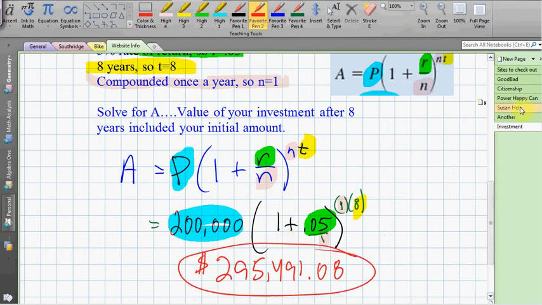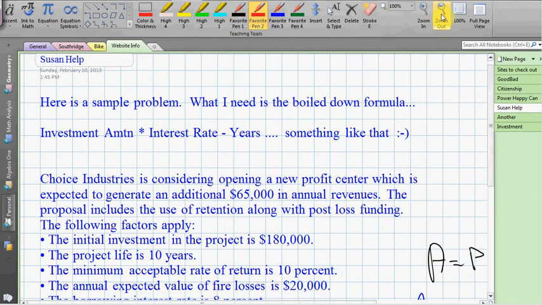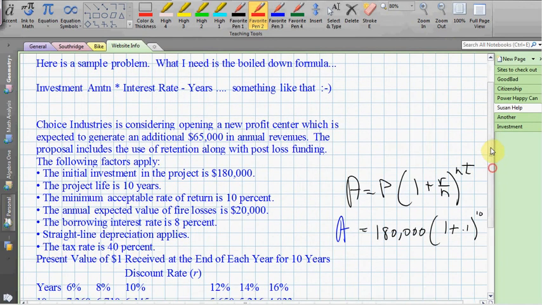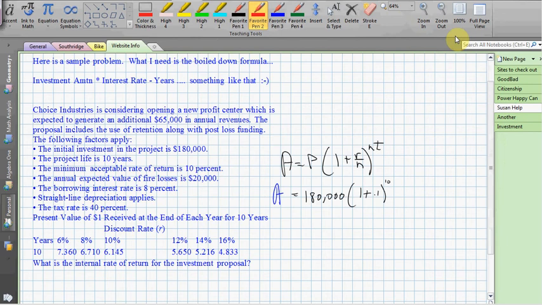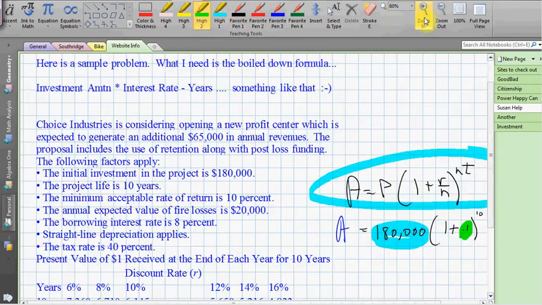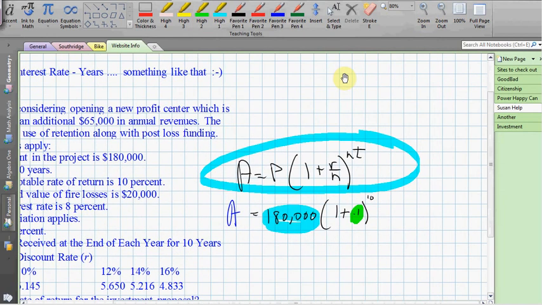Okay, so how does that relate to your problem? So your problem here is very sophisticated. I'm just going to address the investment aspect, and again I'm going to use our formula. So in our case, we have an initial investment of $180,000. We have a rate of return which is 10%. That's why I'm using 0.1 right there. And in our case, our T value is 10.